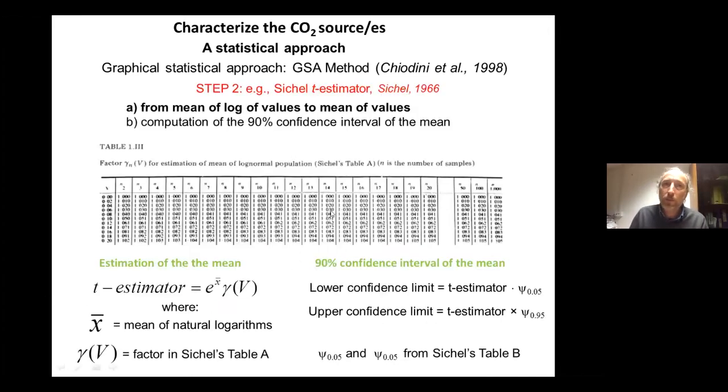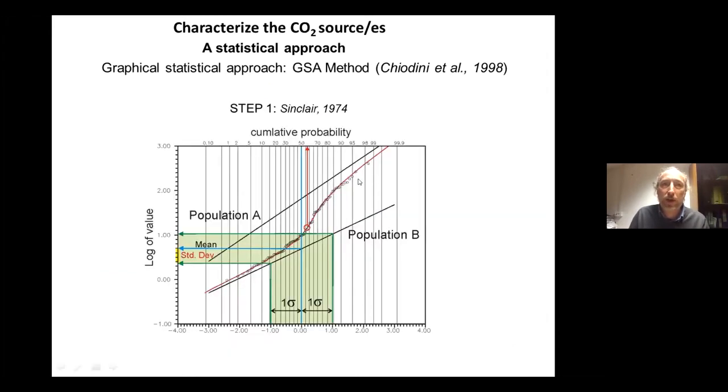But for example, if we are in a situation like this, where we are working with the log of the carbon dioxide fluxes, so our data set is a combination of two log normal populations, we have to keep in mind that the average values and the standard deviation of the two populations that we define with this approach refer to the log of the values, not to the flux, but to the log of the flux.